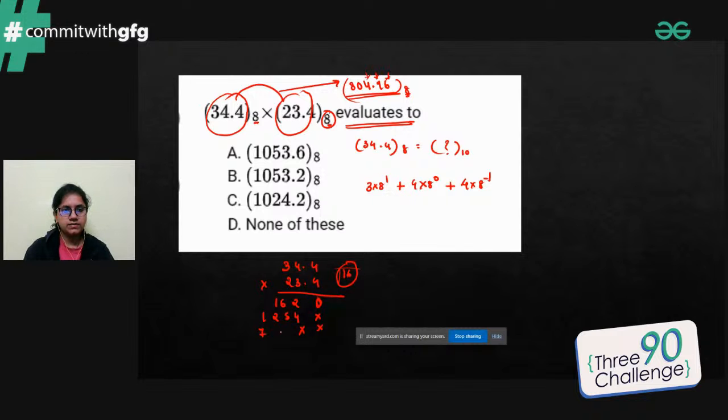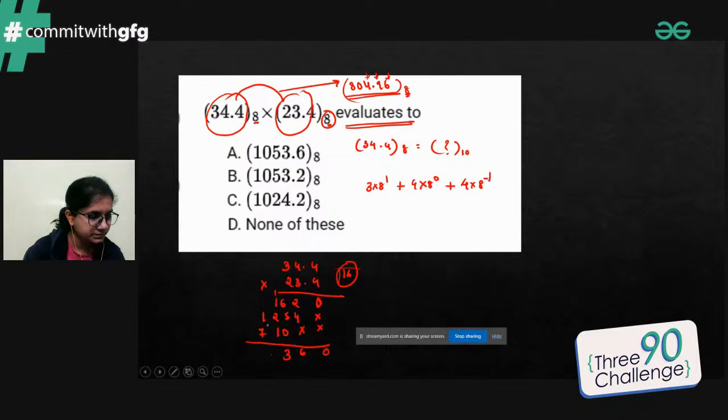This will be 710. And if we do the addition of this, in the addition part also you have to take care of the mod. So this will be 6, this will be 11. 11 mod 8 is 3, and carry forward the 1 here, 2, 5. Yes, option A is correct.